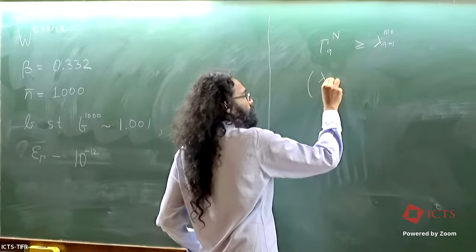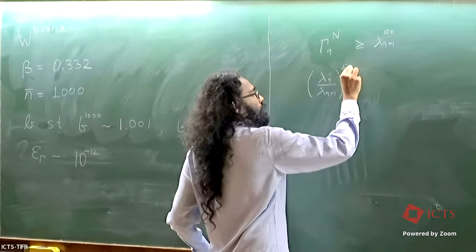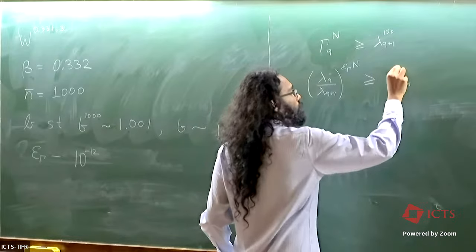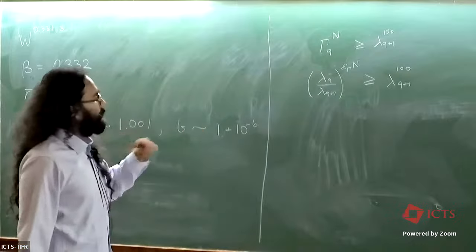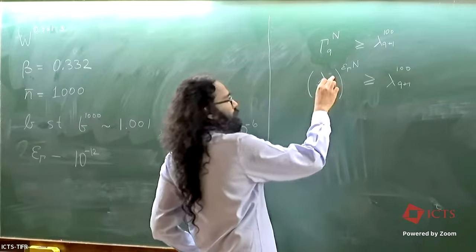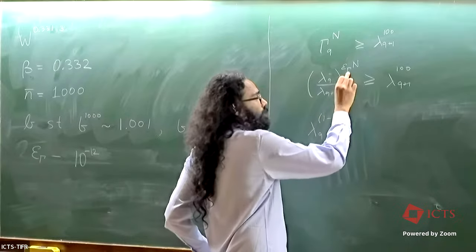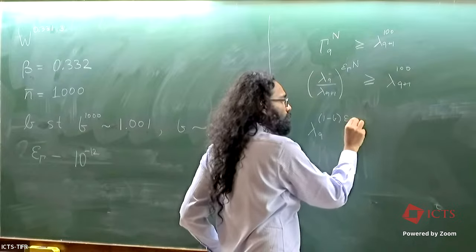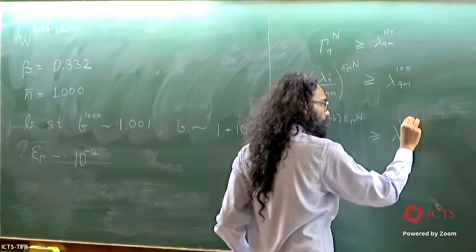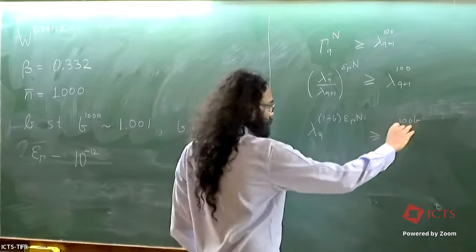So I want lambda q over lambda q plus 1. And so this will be epsilon gamma times n. So I want this to beat lambda q plus 1 to 100. And what does this mean? So this is basically lambda q, and this is lambda q to the b. So this is 1 minus b times this, epsilon gamma n. I want this to beat lambda q to the 100b, right? Because lambda q plus 1 is lambda q to the b. Okay, so I want this to beat that.